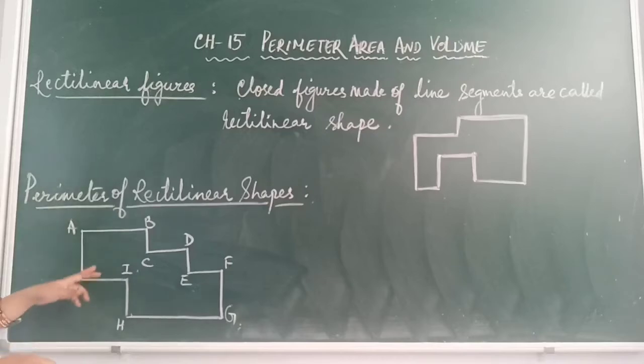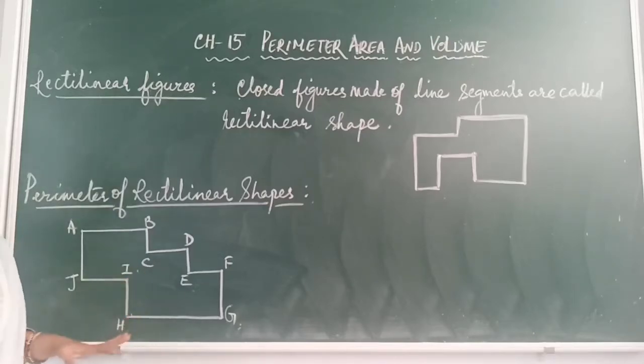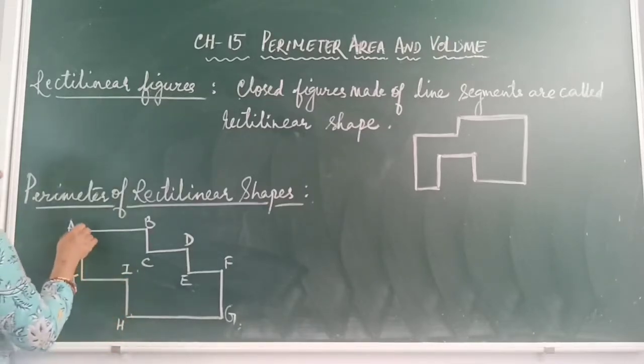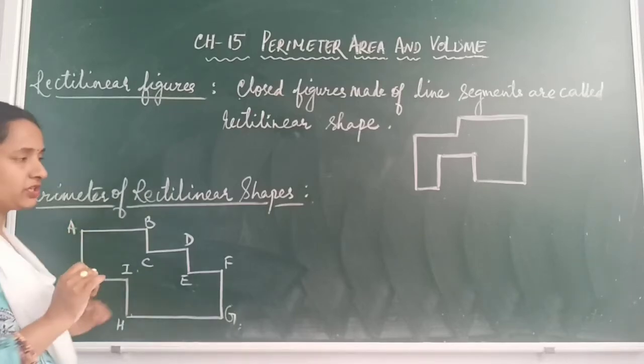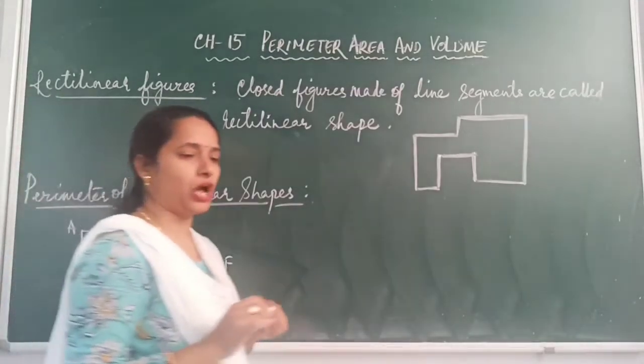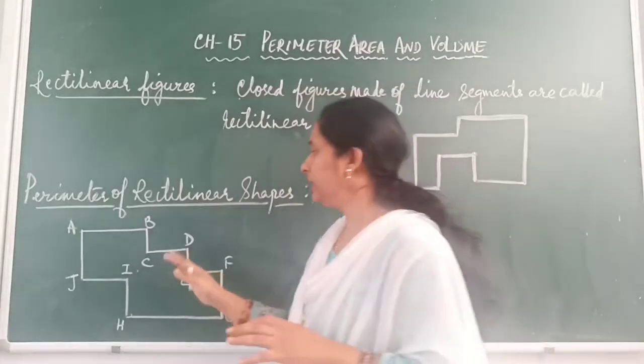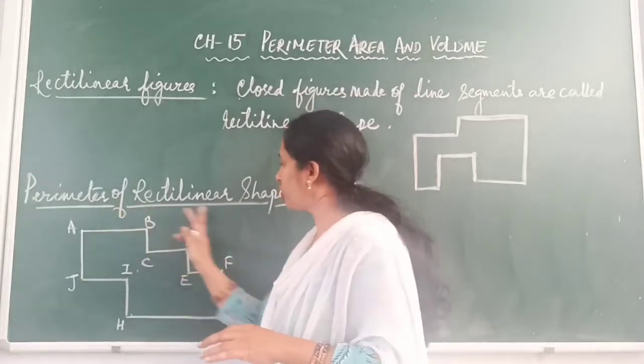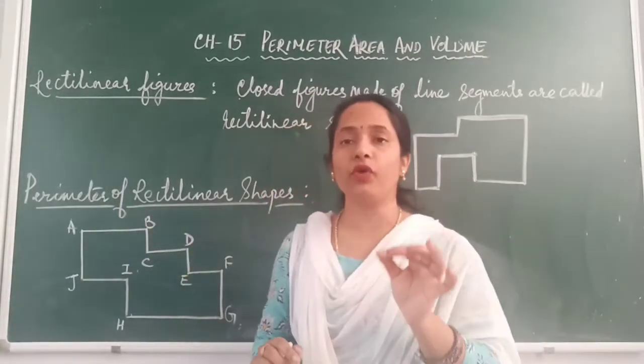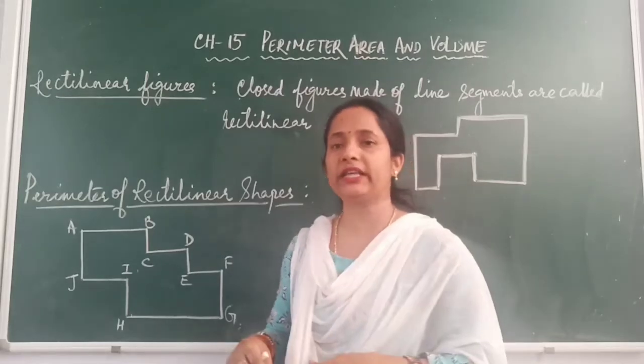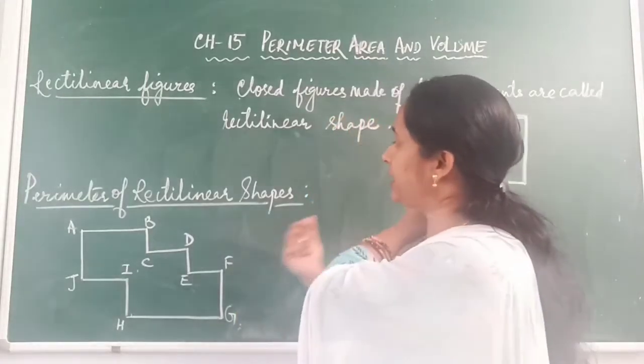Okay, here are the vertices of the rectilinear figure, and suppose I have given you the measurements. Before going to this, I would like to ask you a question. Now I want to find the perimeter of this rectilinear shape. So what is the requirement for finding the perimeter of a rectilinear shape?